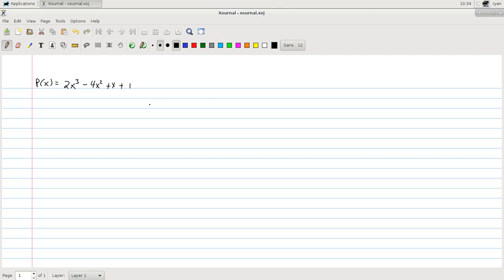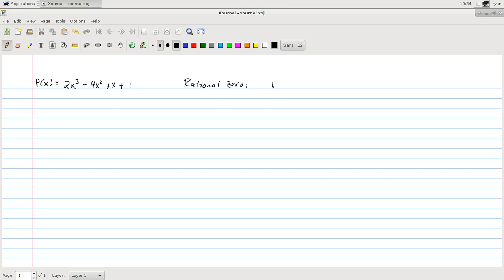Find the zeros of the polynomial p of x equals 2x cubed minus 4x squared plus x plus 1. Remember, the rational zeros, we'll start with those first, are of the form factors of the constant term divided by factors of the leading coefficient.